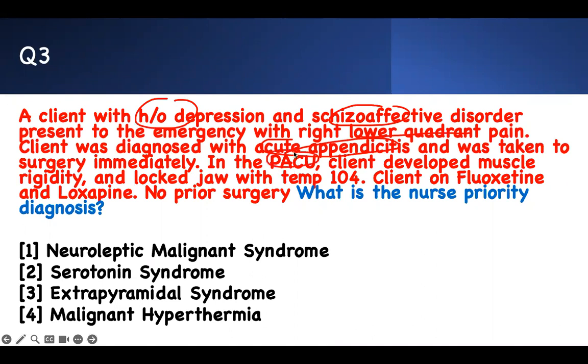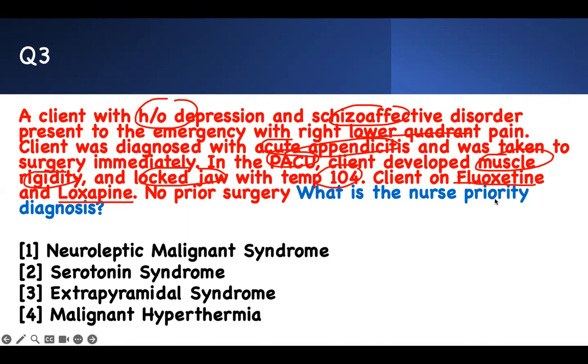In the PACU, client developed muscle rigidity and lockjaw and a temperature of 104. Client is on fluoxetine and clozapine, right? No prior surgery. What is the next priority?